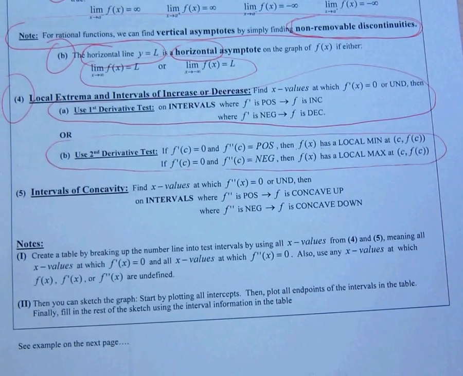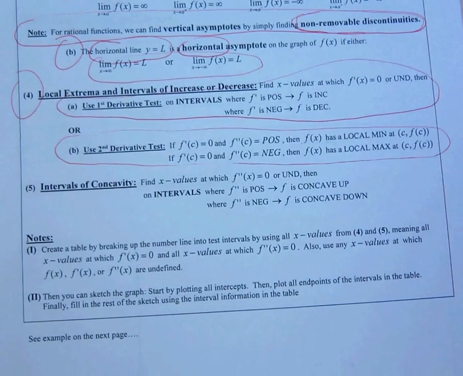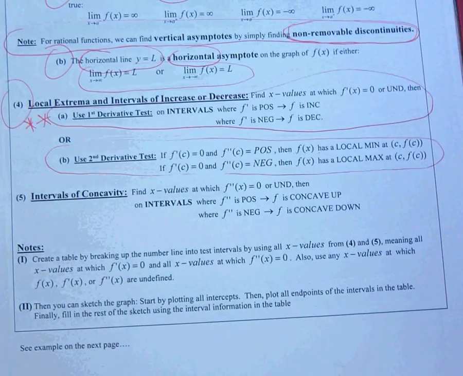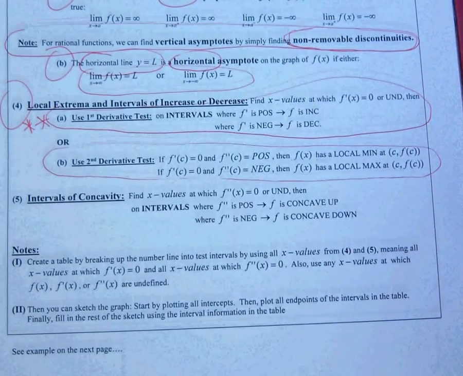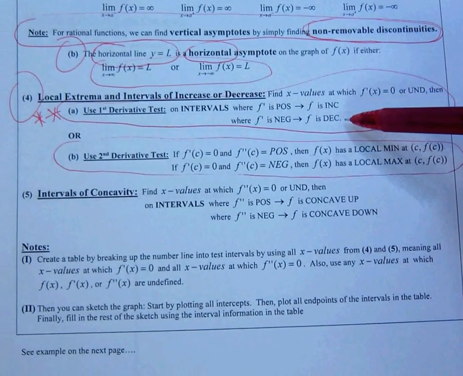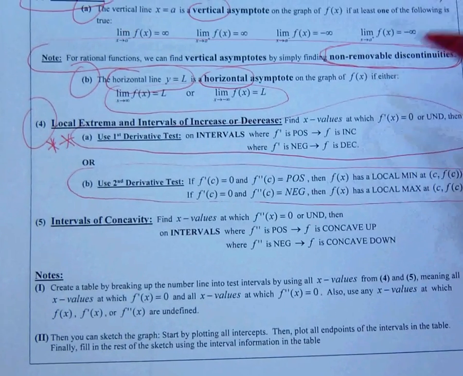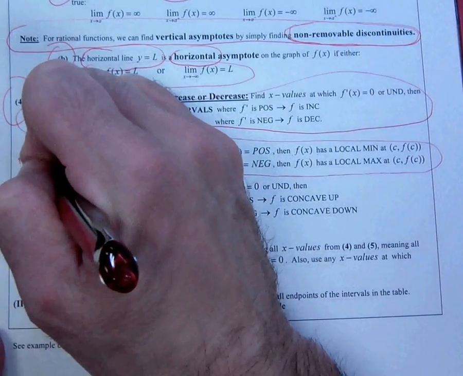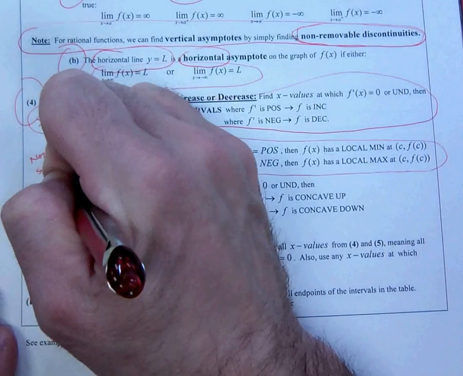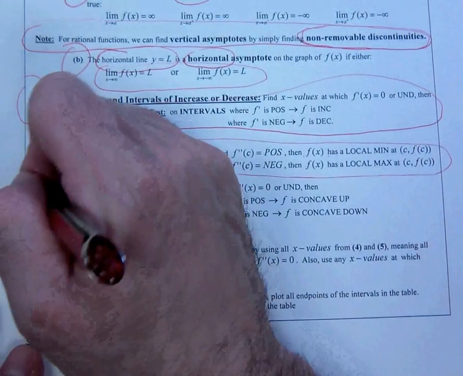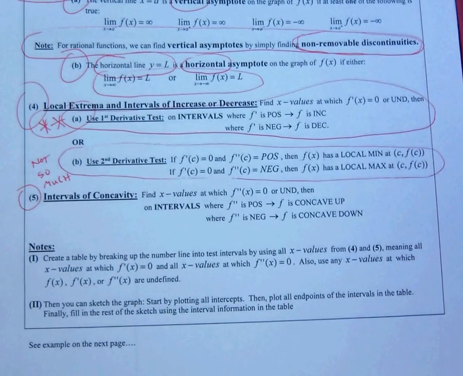I'll tell you right now, chances are you're going to want to use the first derivative test, because not only does that tell you your hills and valleys, it also tells you where f is increasing and decreasing, right? So chances are you're going to use that one and not so much the second derivative test. With me? Okay?